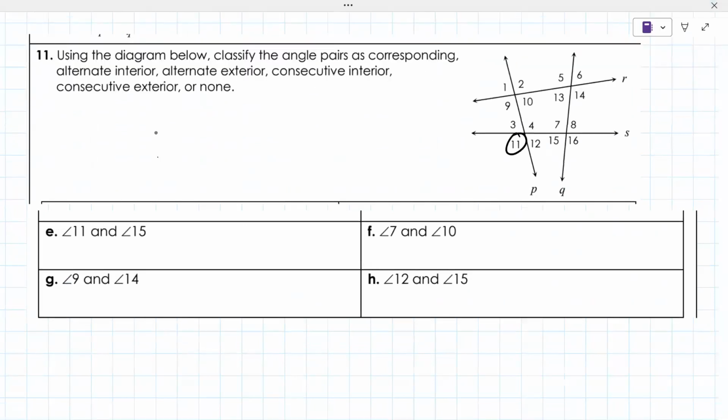So 11 and 15. The transversal there is S. Alternate interior. So these are not both in the interior. If S is the transversal, one's in the interior, one's in the exterior, corresponding. Yes, they're same side, but because one's in the interior and one in the exterior, that's corresponding.